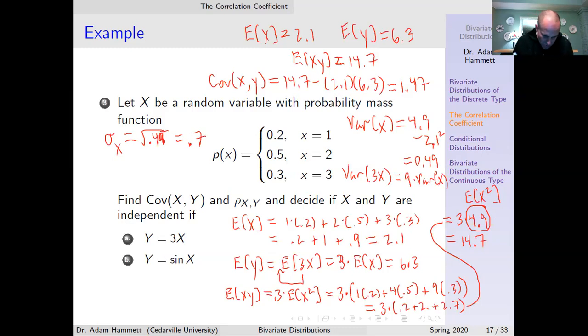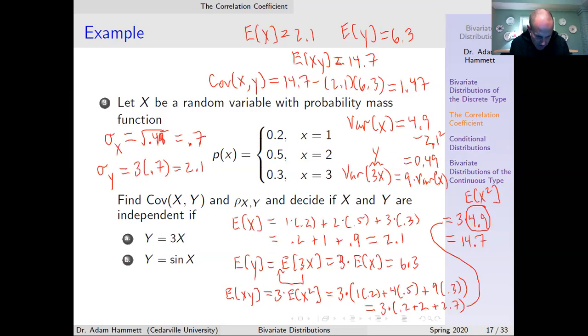So when I take the square root, this guy right here, that's what y is. Sigma sub y is going to be the square root of 9 times the square root of 0.49. The square root of 9 is 3, so it's going to be 3 times 0.7. So I get 2.1.